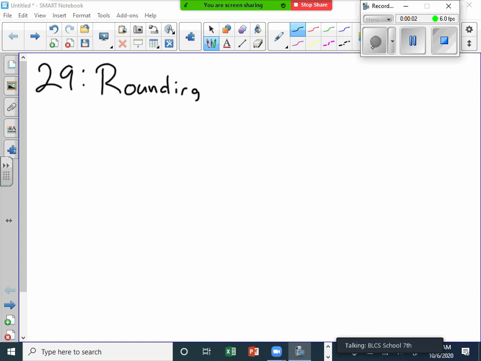Rounding whole numbers and rounding fractions, which is really what we're going to be looking at. And by fractions, we may want to consider calling this mixed numbers.